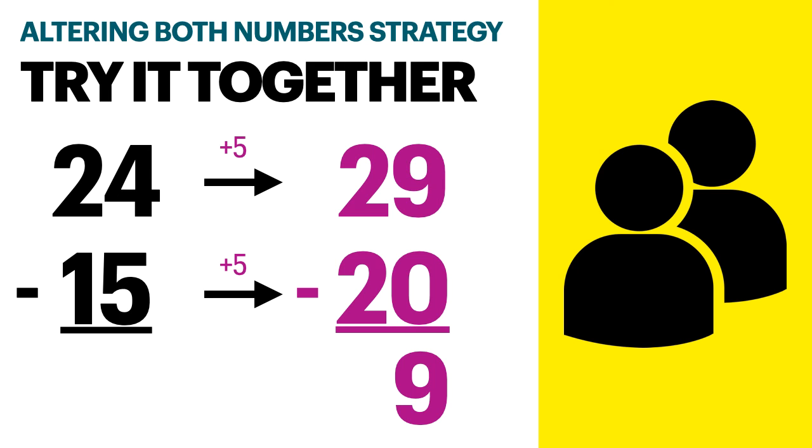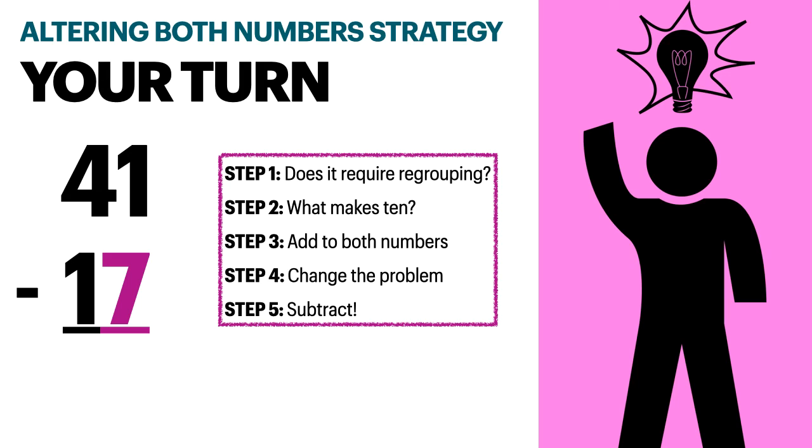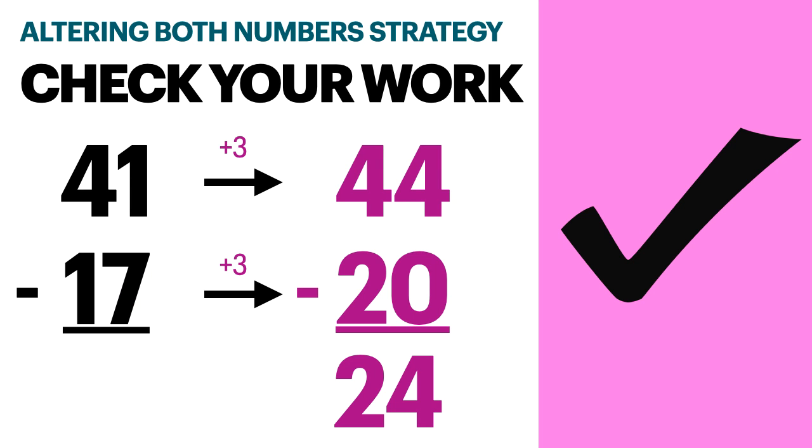Try a couple more on your own. Try 41 minus 17 on your own. Use a piece of paper to write down your steps if that is helpful. There are also some reminders in case you need them. Check your work. How did you do?